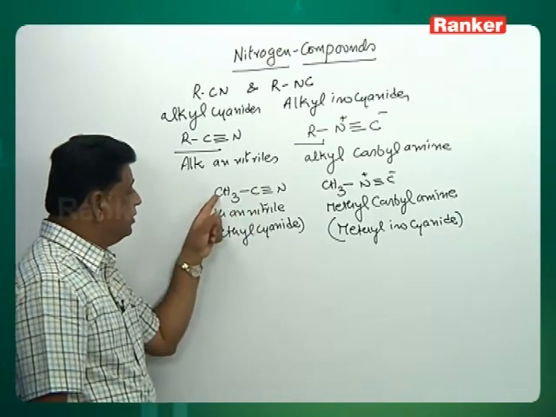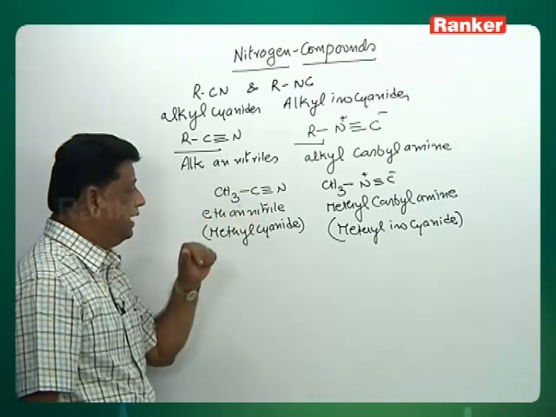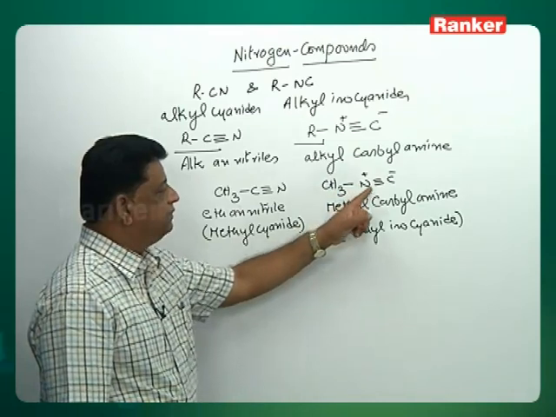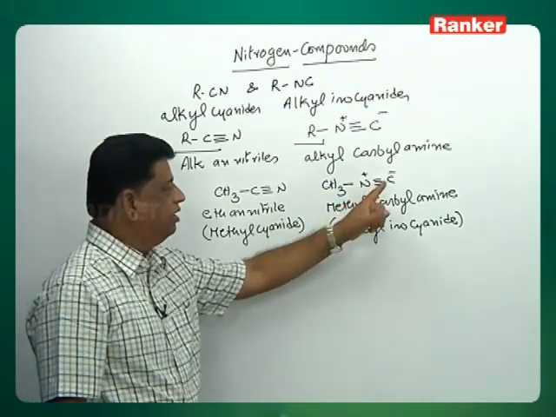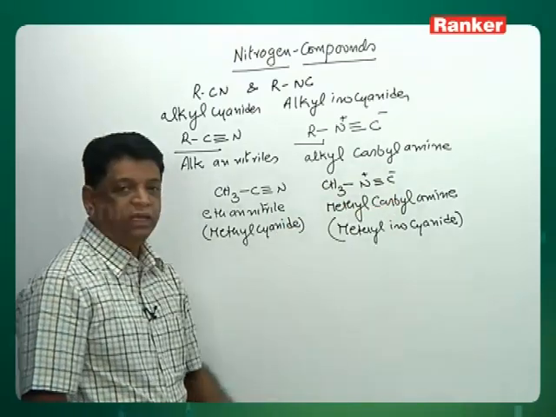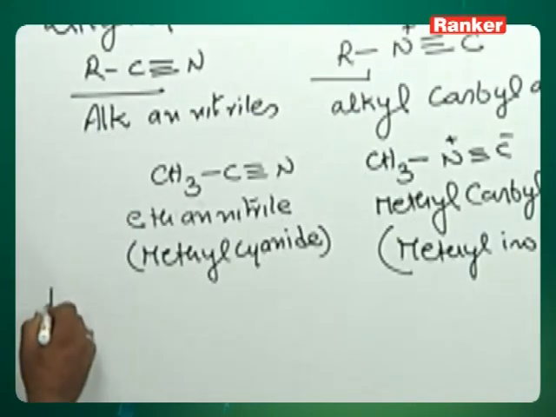Systematically, according to the IUPAC nomenclature, even this carbon comes into the main chain. So therefore, two carbons, so ethane nitrile. Whereas here the longest chain is only one carbon, because the nitrogen is a discontinuity. Therefore, that is separate, this is separate. So methyl carbyl amine, that is the IUPAC nomenclature. Now let us see how these compounds are prepared.